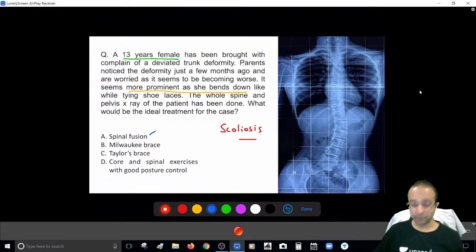Would it be spinal fusion, a surgical procedure, or would a brace go, like a Milwaukee brace? Or no, Milwaukee is not the exact brace, you should be going ahead with the Taylor's brace. Or no, this is just a kind of postural issue. Just ask the girl to maintain a good posture, core strengthening exercises, spine strengthening exercises.